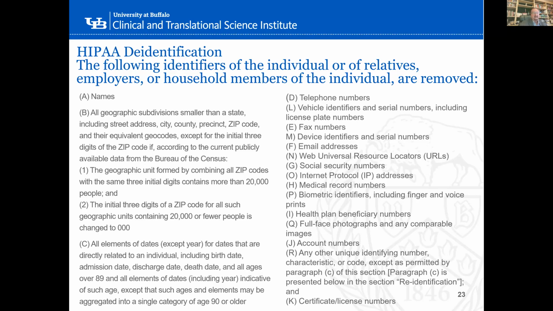And anybody over 89, 90 and all, gets to be 90 and older, because you really don't have enough people in the category, and you could start to identify people that way.